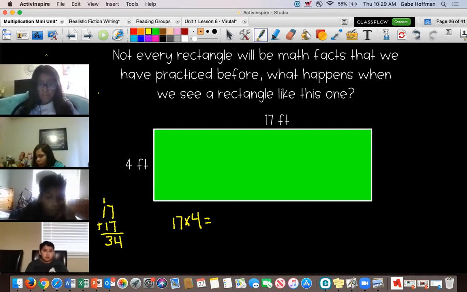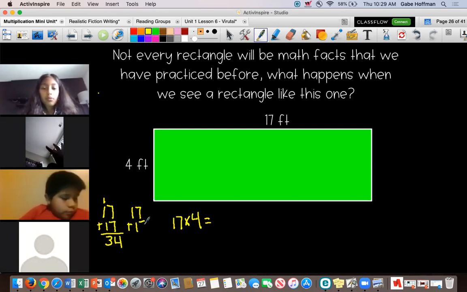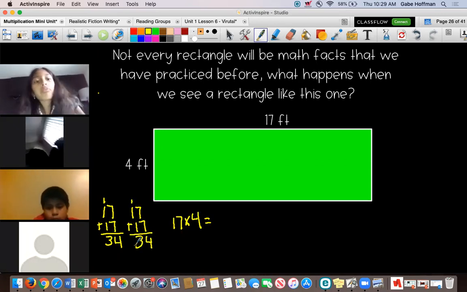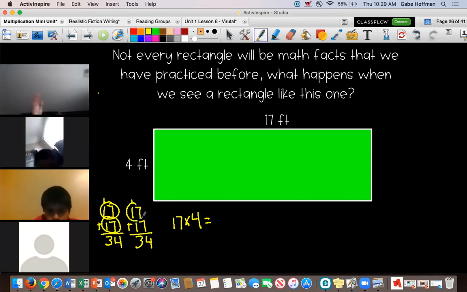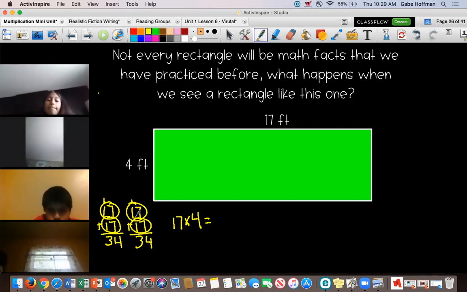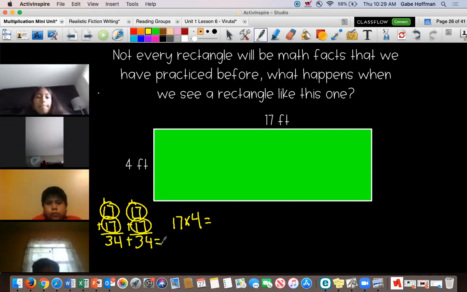So I'm going to kind of notate out what CJ just said. He's saying if we have 17 times 4, right here we have 17 times 2, and we can do that again, 17 plus 17, and get 34 again, right? So now you can see there's 1, 2, 3, 4. So we have 4 17s. We have 34 plus 34, and that gives us 68. So our answer is going to be 68.